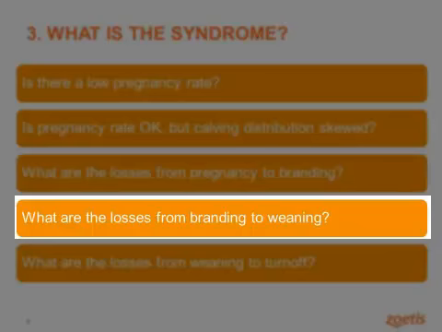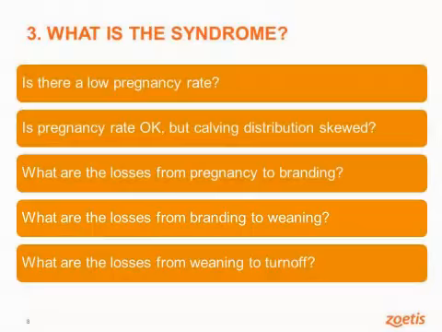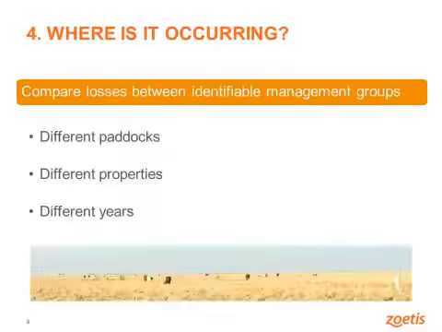What are the losses from branding to weaning? And what are the losses from weaning to turn off? The next question we want to look at is, where is it occurring? We want to compare the losses between identifiable management groups. So between different paddocks, between different properties, and between different years. And as we mentioned earlier, between heifers, young cows, and old cows.